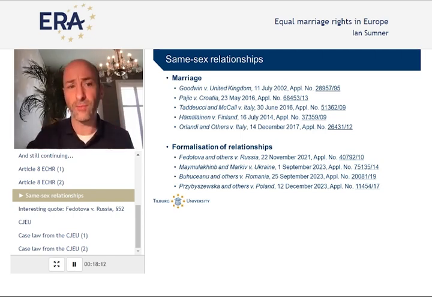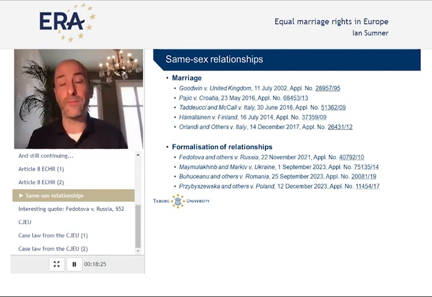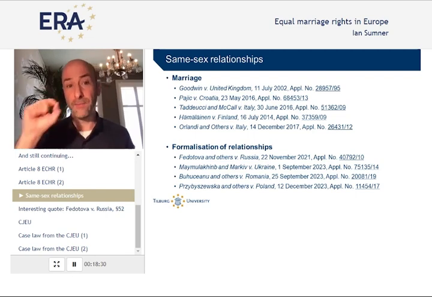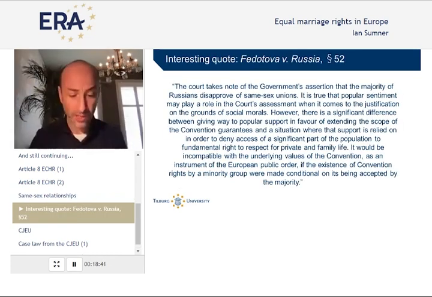And I have a quote from the Fedotova case against Russia, which basically formed the basis for the same case against the Ukraine, against Romania, and against Poland. We see basically a repetition of the same reasoning coming from these cases, and the same argumentation. But we have a quote from the Fedotova case, which I think is crucial in understanding what the European Court is now doing. And what we see is that, I'll read it out, the court takes note of the government's assertion that the majority of Russians disapprove of same-sex unions.